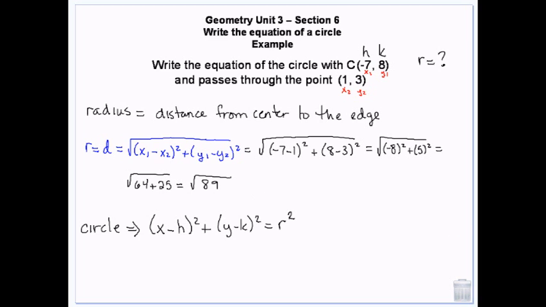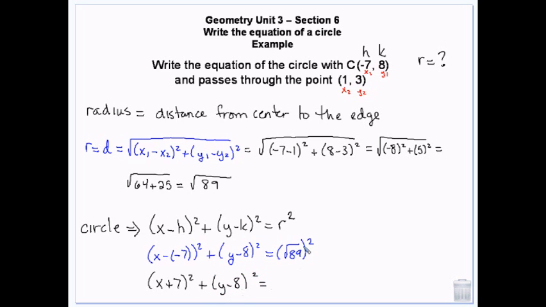I'm going to plug in h and k, which was my center. So I have x minus negative 7 squared plus y minus 8 squared is equal to the square root of 89 squared. So x plus 7, y minus 8, and then the square root of 89 squared is just 89. And that's the equation of a circle that has a center at negative 7, 8 that goes through 1, 3.